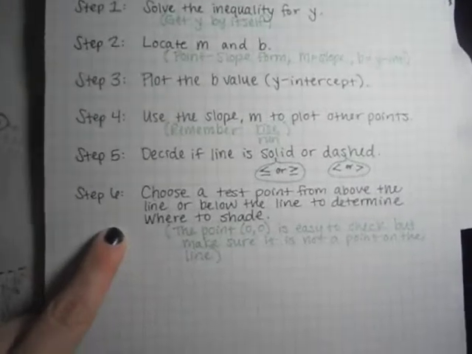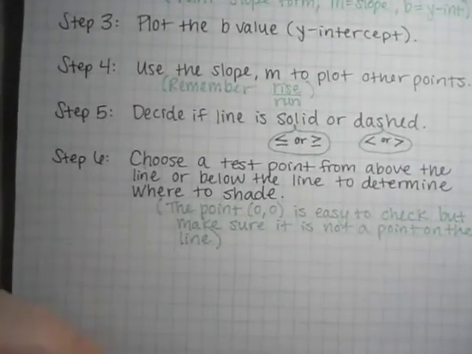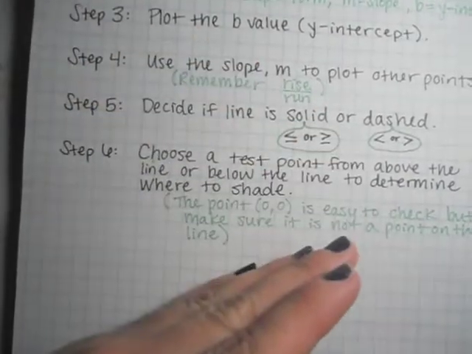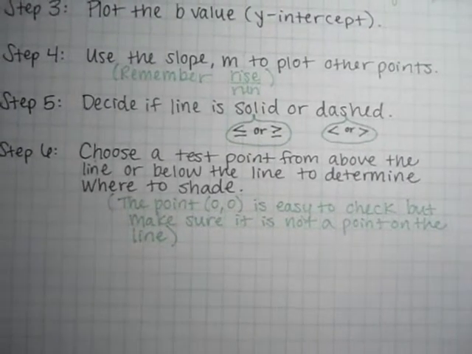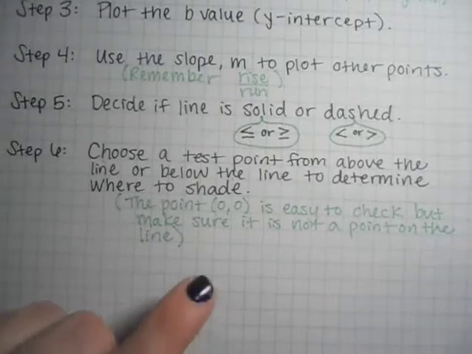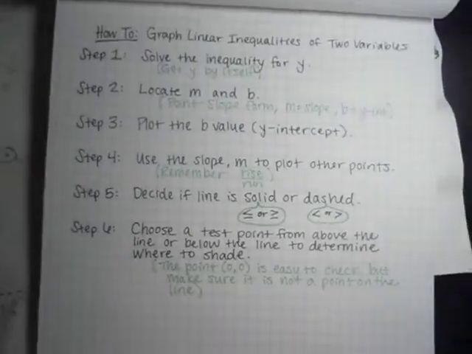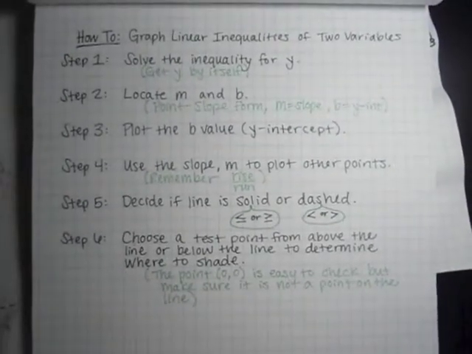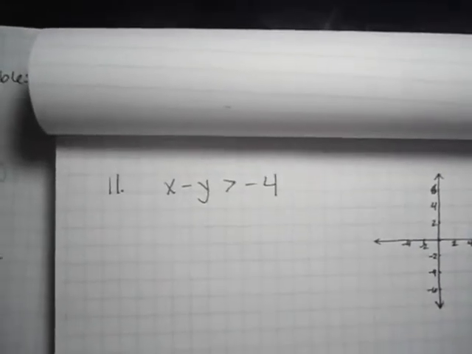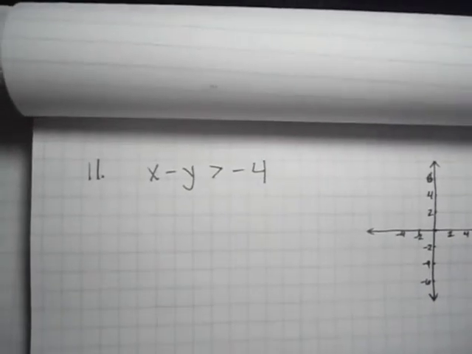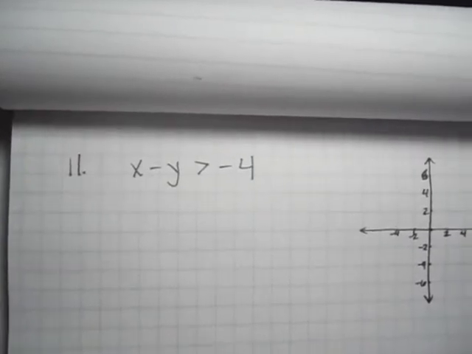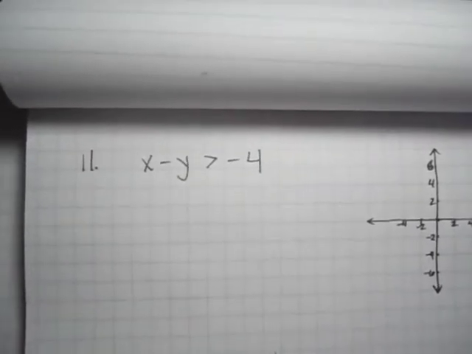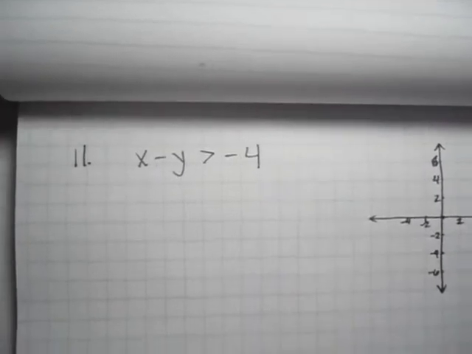Step 6. Choose a test point from above the line or below the line to determine where to shade. I recommend the point 0, 0 as long as it is not on your line. So let's try the examples from the workbook. First, let's look at number 11. x minus y is greater than negative 4. Our instructions for this problem were to graph the inequality.